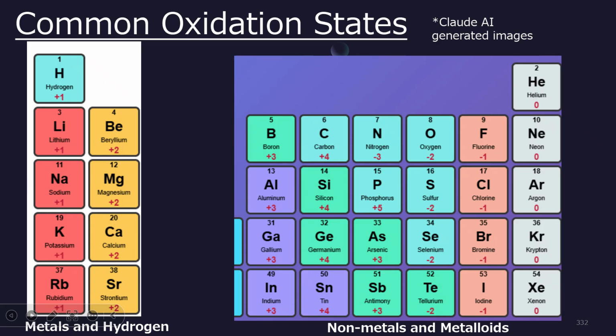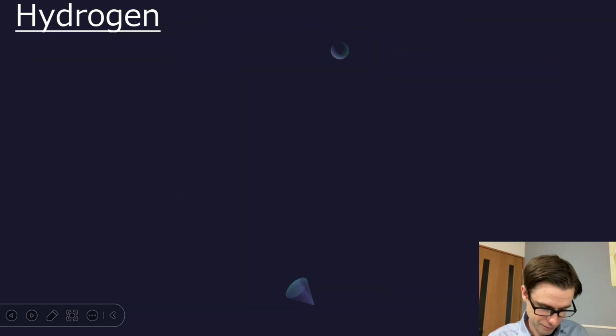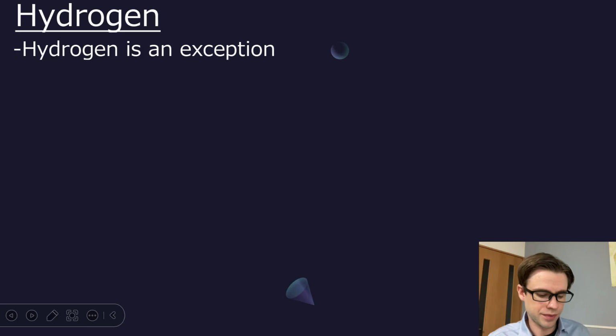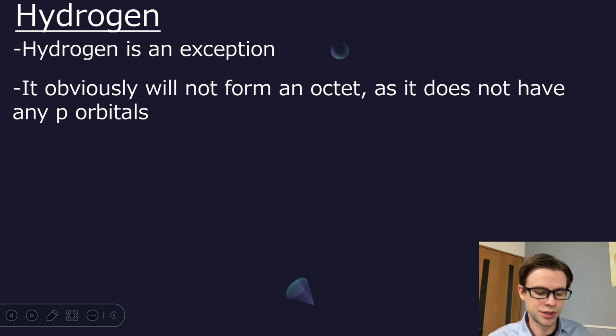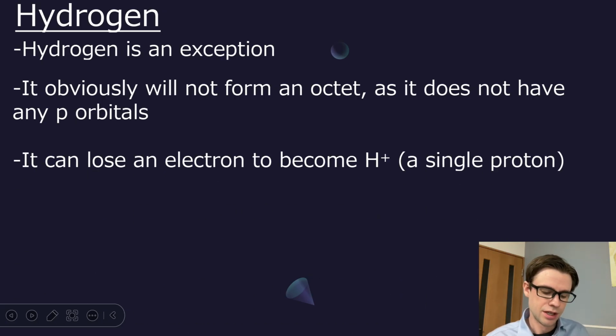But basically, we're looking at near the top of the periodic table, and we can see some of these trends follow what we would expect if these things are trying to reach an octet. I do want to make some notes about hydrogen as well. Hydrogen is a bit of an exception. It obviously will not form an octet, as it does not have any p orbitals. P orbitals are where those 6 electrons in a certain level would exist, but hydrogen doesn't have p orbitals.